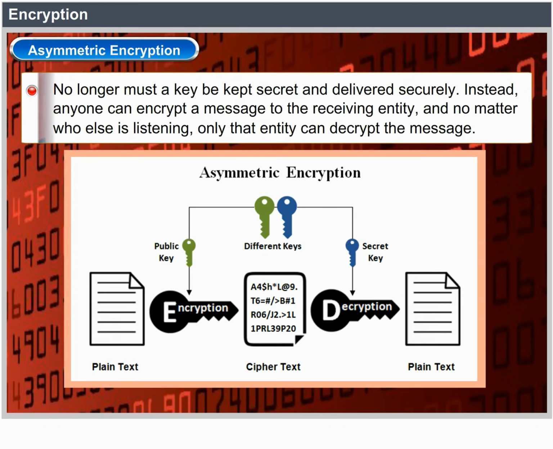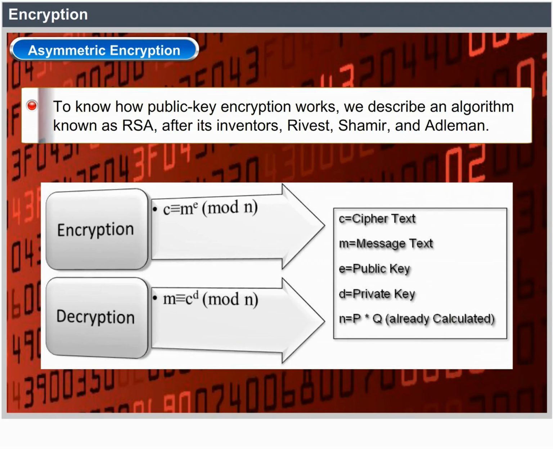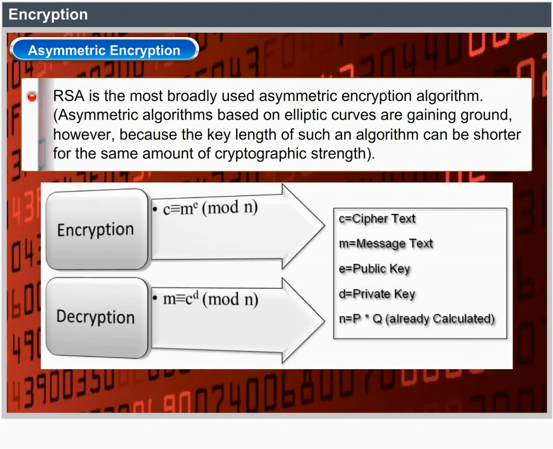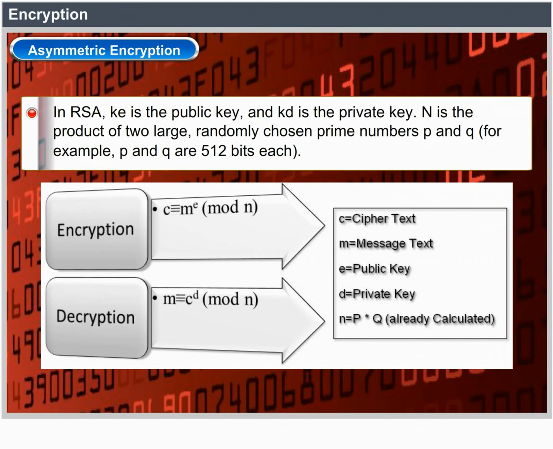can decrypt the message. As an example of how public key encryption works, we describe an algorithm known as RSA, after its inventors Rivest, Shamir, and Adelman. RSA is the most widely used asymmetric encryption algorithm. Asymmetric algorithms based on elliptic curves are gaining ground, however, because the key length of such an algorithm can be shorter for the same amount of cryptographic strength. In RSA, K_E is the public key and K_D is the private key. N is the product of two large randomly chosen prime numbers P and Q.